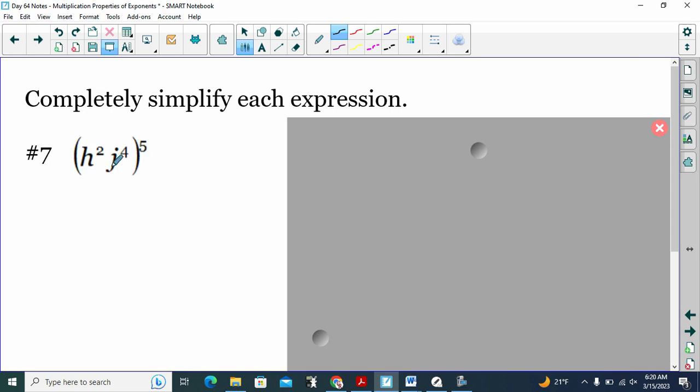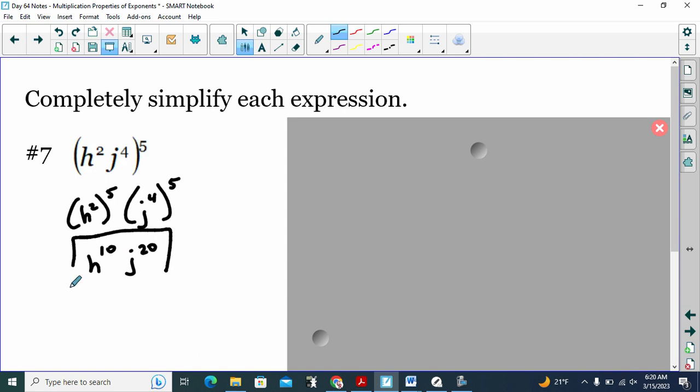Notice I have a product. I'm multiplying to an exponent. I can distribute the to the 5th. So I've got h squared to the 5th. And then I've got j to the 4th to the 5th. I raised each of these things to the 5th power. Now this is power of a power. I multiply. Power of a power, I multiply. H to the 10th, j to the 20th.